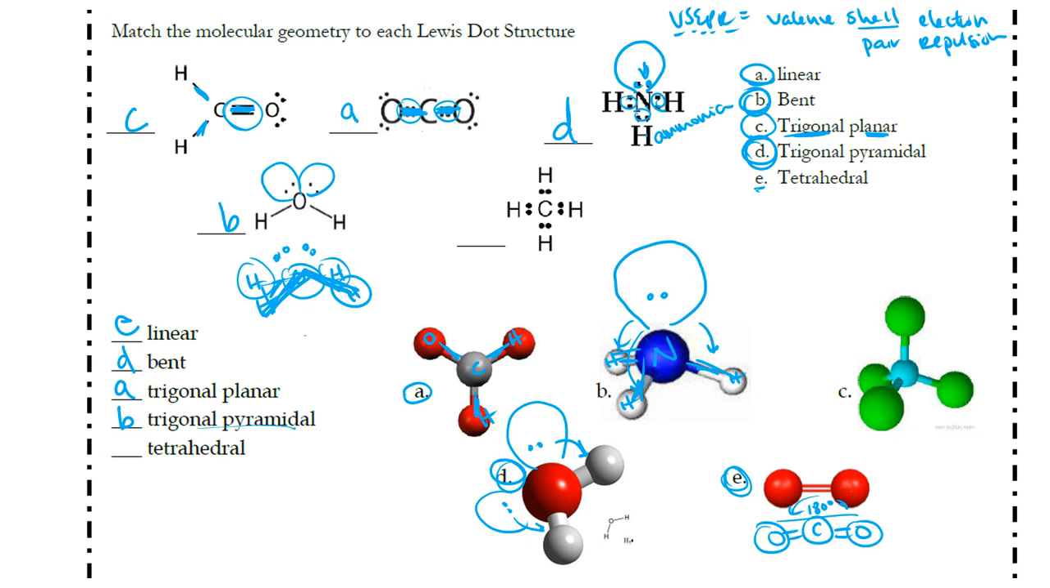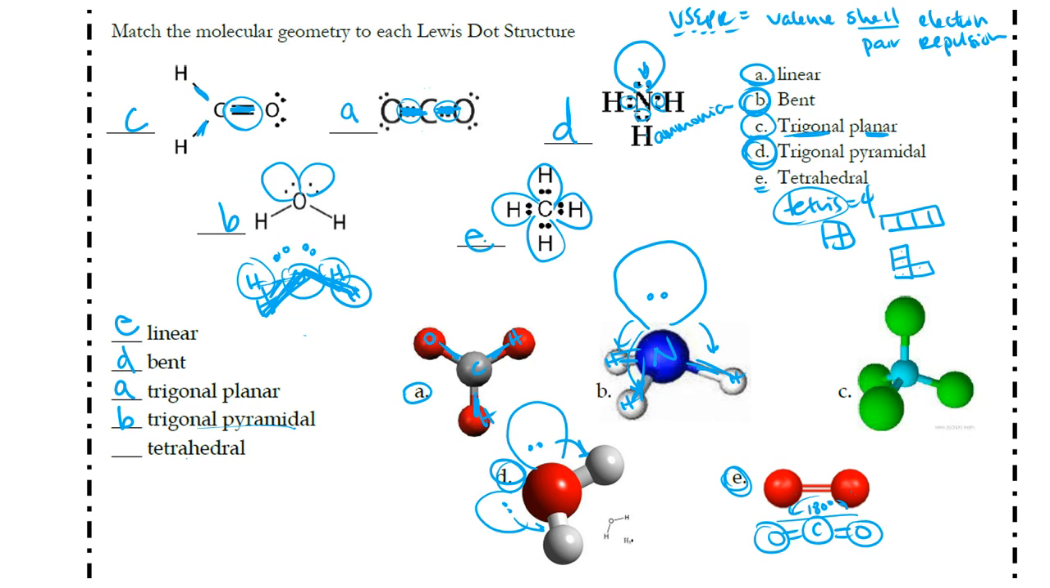Which leaves us with tetrahedral. Tetrahedral must be this guy. So there's a game called Tetris. In Tetris, there are these shapes that each have 4 blocks. 1, 2, 3, 4. Tetra is 4. So tetrahedral, there are 4 things stuck to the central atom. 1, 2, 3, 4.